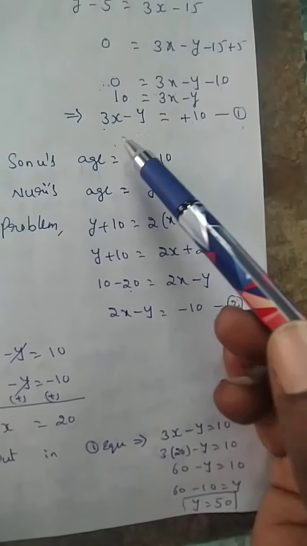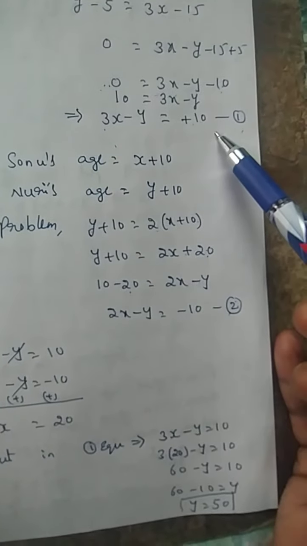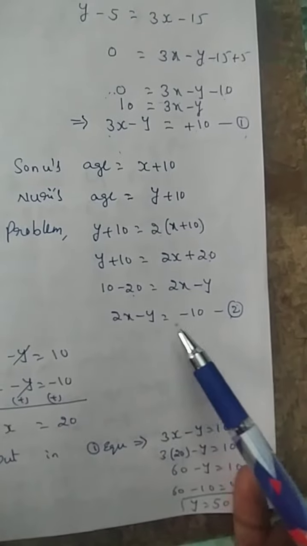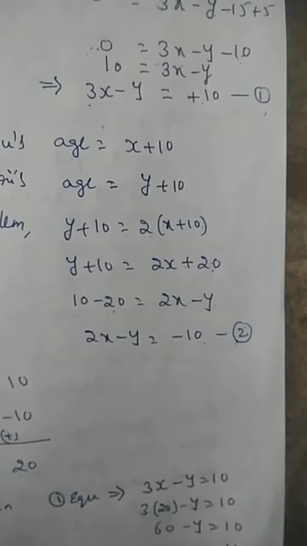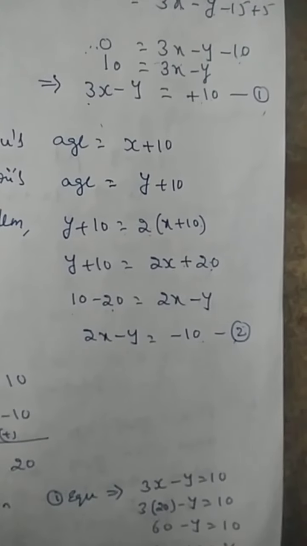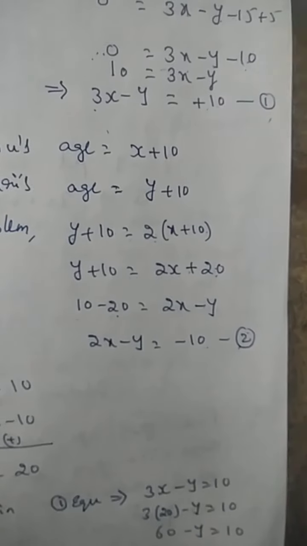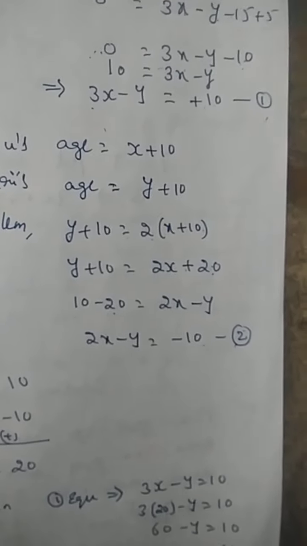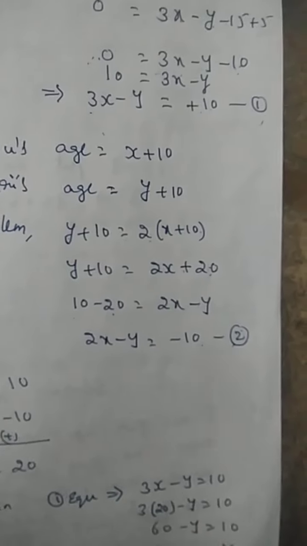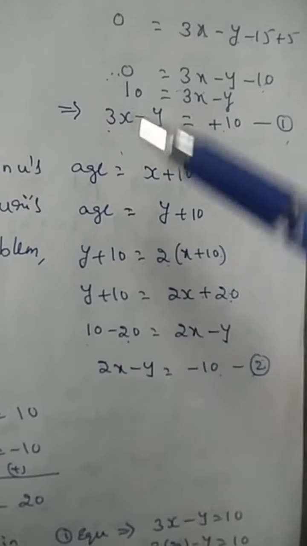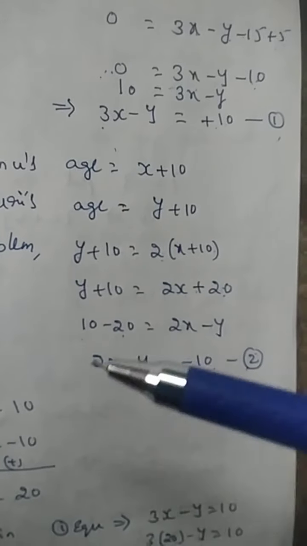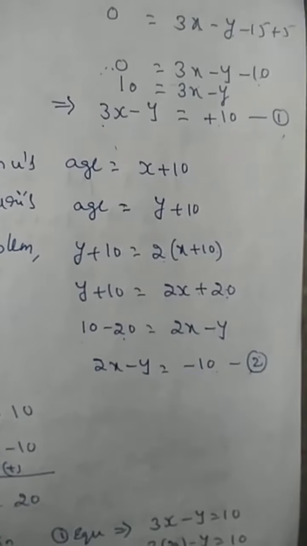What is the first equation? 3x minus y is equal to 10. The second equation is 2x minus y is equal to minus 10. So here we are using the elimination method. In the elimination method, one of the variables should be eliminated if the coefficients are either equal or additive inverses. Here we can observe the x coefficients: it is 3 and it is 2. Both are not the same and not additive inverses, so we can't eliminate x right now.